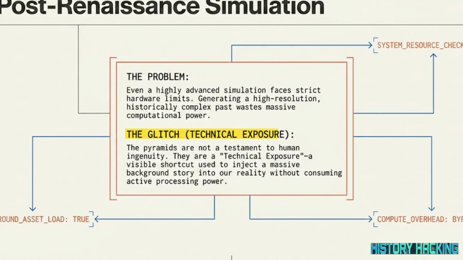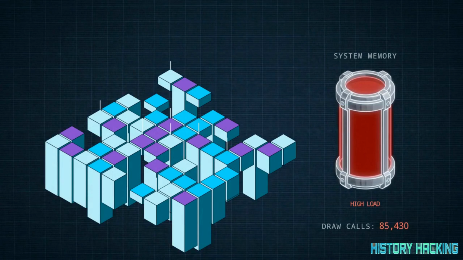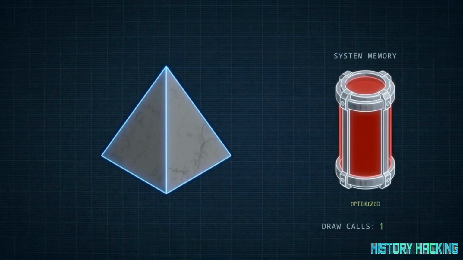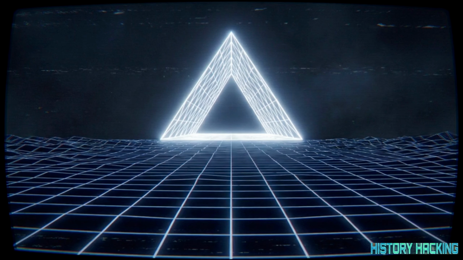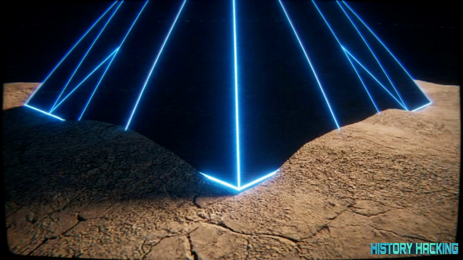It identifies the Great Pyramids as a technical exposure, a visible structural error where the simulation's internal logic breaks through to the surface. To maintain a stable frame rate, any digital world must conserve memory. Dropping a massive static placeholder into the environment allows the engine to inject a background story without calculating real-time physics. Notice how the system pathway routes directly to bypassing compute overhead. By leaving these massive, low-resolution placeholders in the environment, the simulation exposed its own hardware limits. The pyramids are a processing shortcut.